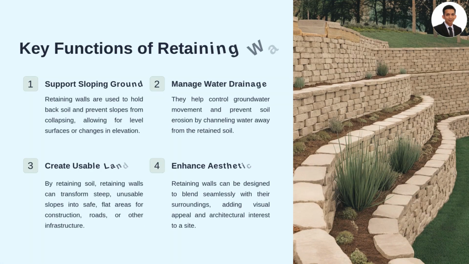Key functions of retaining walls. Retaining walls play multiple critical roles in geotechnical engineering. Number one, support sloping ground. By holding back soil, retaining walls create safe and stable surfaces for construction. Number two, water management. Integrated drainage systems reduce hydrostatic pressure, preventing wall failure.